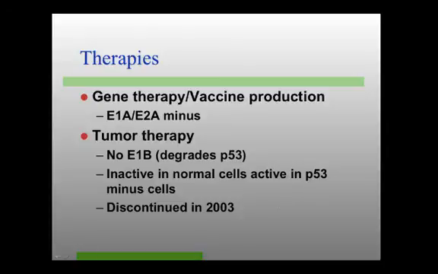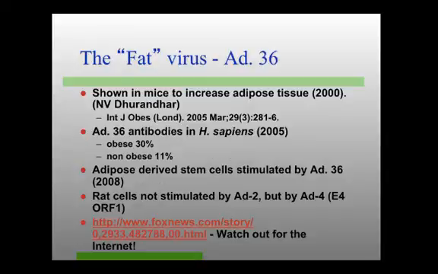People are thinking about using this as well, but in a slightly different form, and we'll talk about that right at the end. More recently, there's been a whole bunch of press on the fat virus, Adenovirus 36. Some of you may or may not have heard about this. In mice, infection with Adenovirus 36 caused this big increase in adipose tissue. A couple of references here.